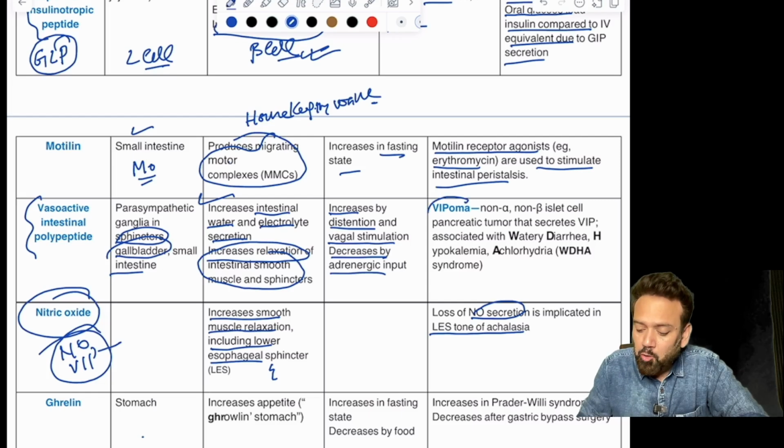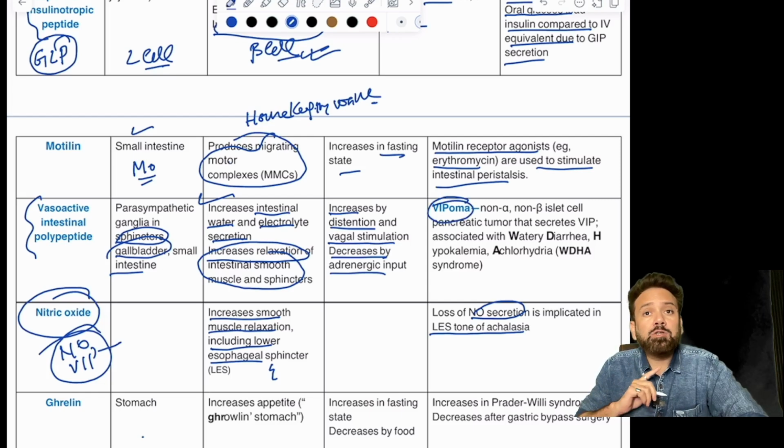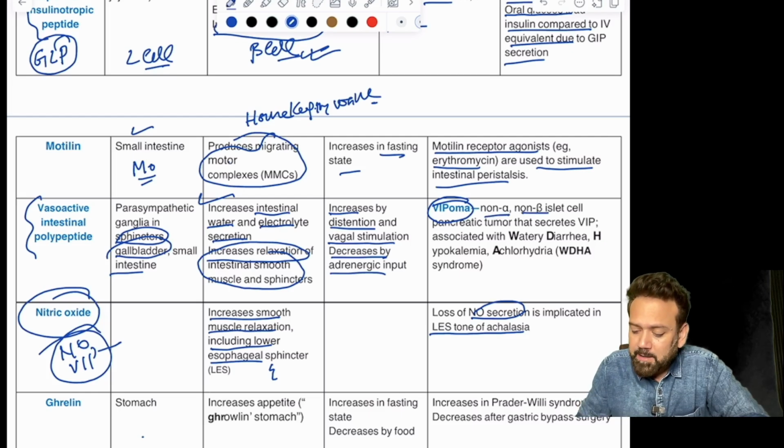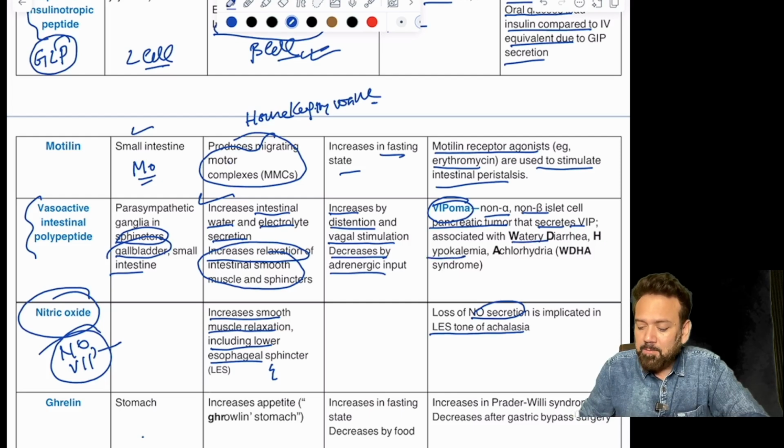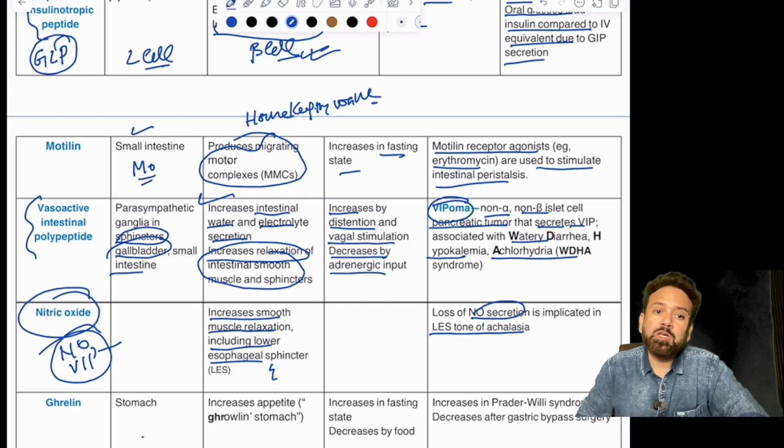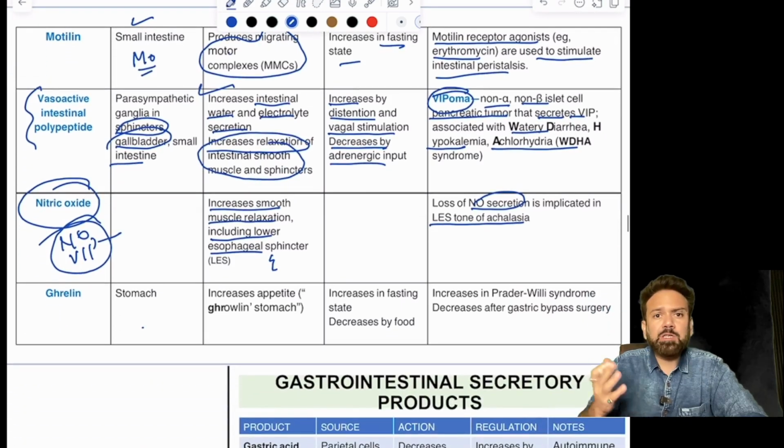Now, what is VIPoma? It is not from the alpha cells or beta cells of the pancreas. So we say it is a non-alpha, non-beta pancreatic tumor that secretes VIP. Sometimes they ask in the examination: VDHA is associated with which type of tumor? The answer is VIPoma. What is VDHA? Watery diarrhea, hypokalemia, achlorhydria syndrome. These questions are asked in MBBS and also for PG preparation. These are very high-yield points, and I'm giving them in very little time.